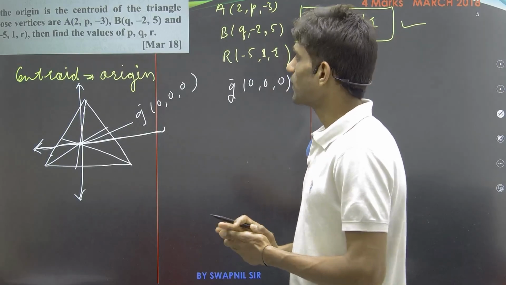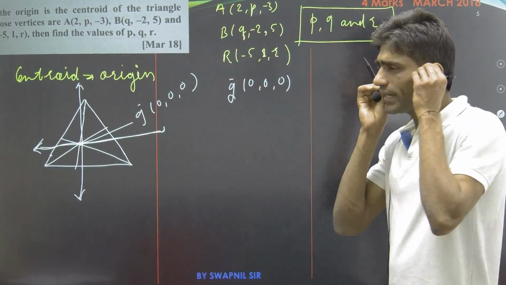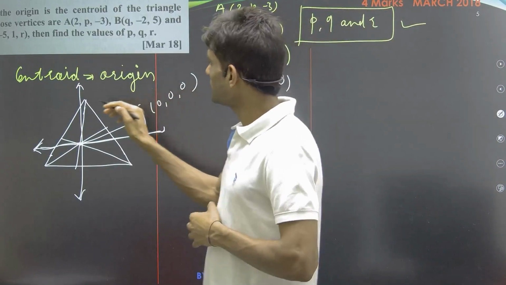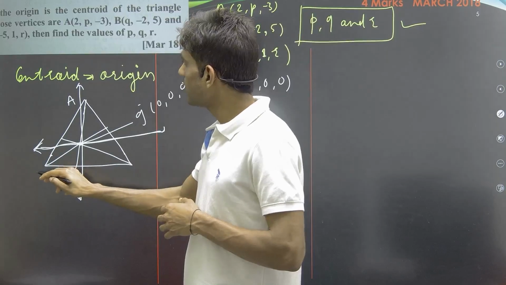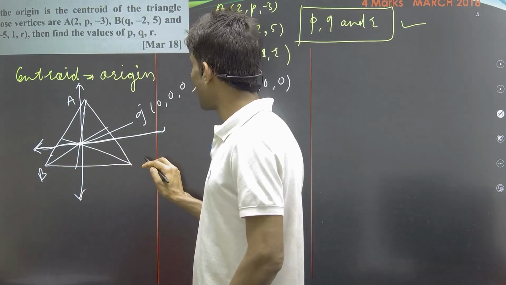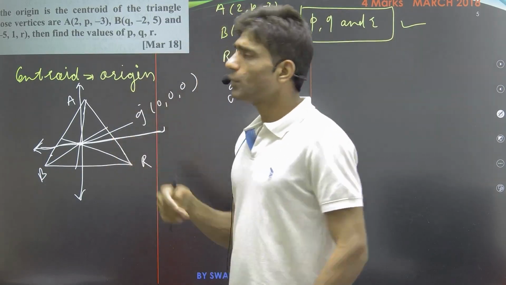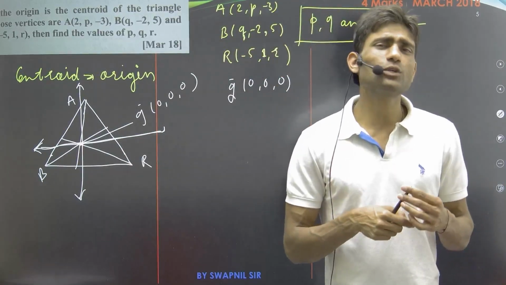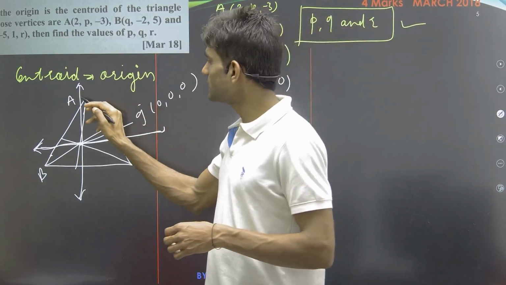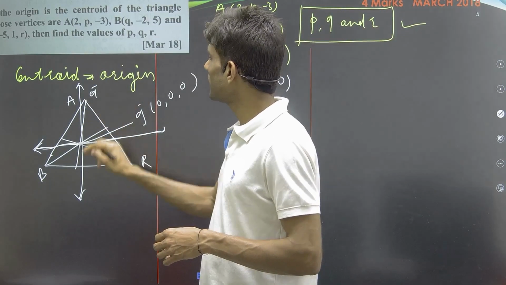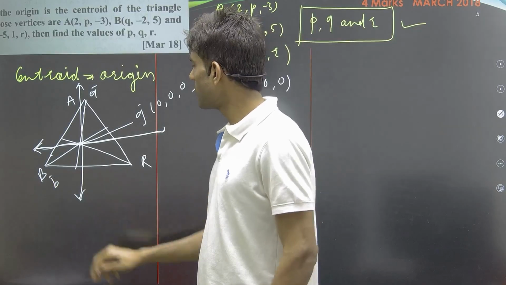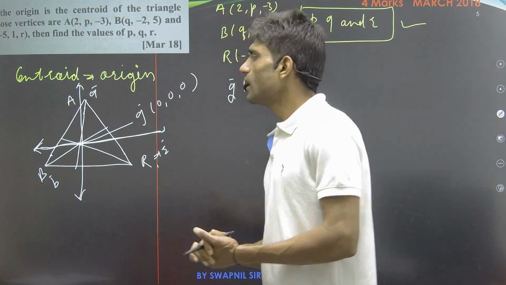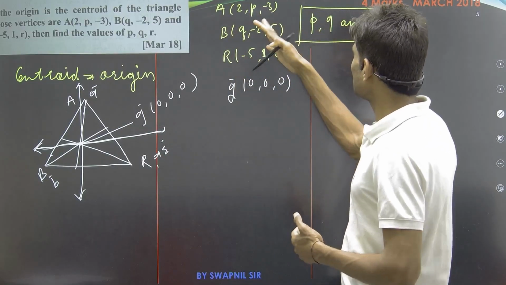Now we know that the centroid of our triangle can be written in terms of the three vertices. We have vertices A, B, and R given. With respect to every vertex of our triangle, there always exists a position vector. With respect to vertex A, we have position vector A bar; with respect to vertex B, position vector B bar; and with respect to vertex R, position vector R bar.